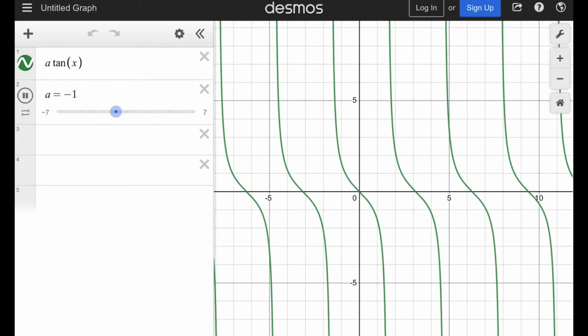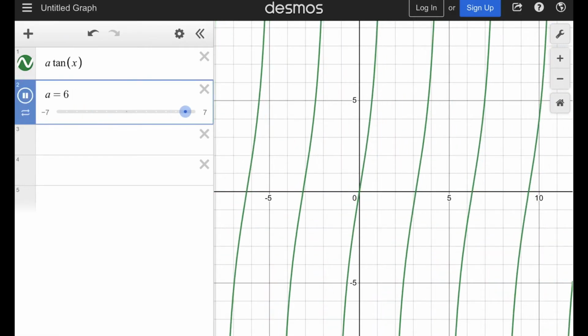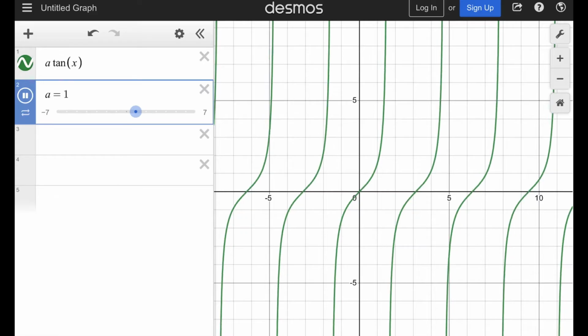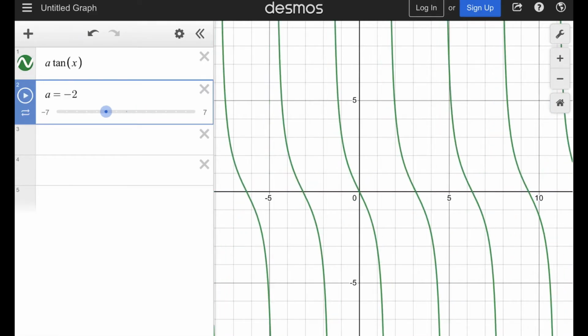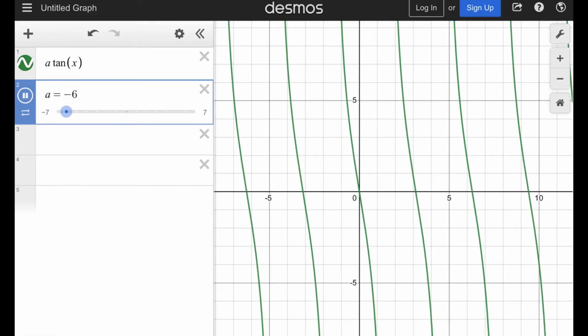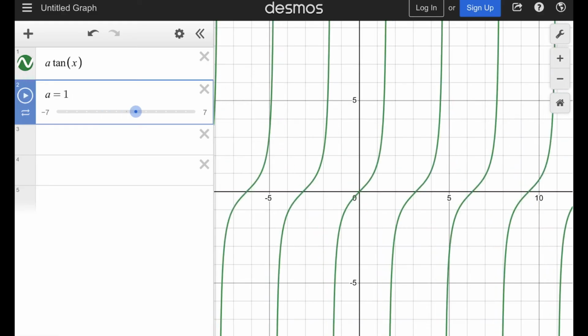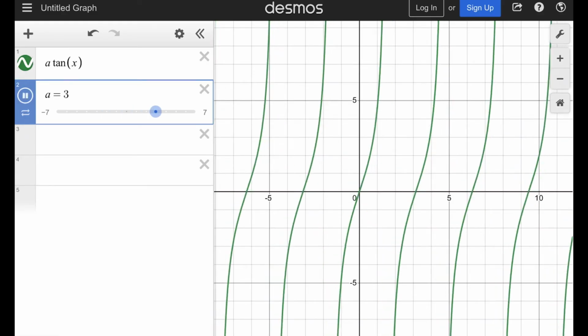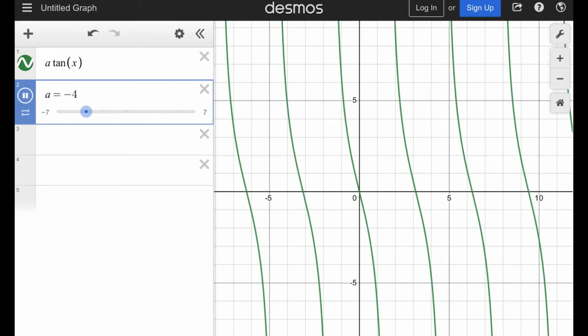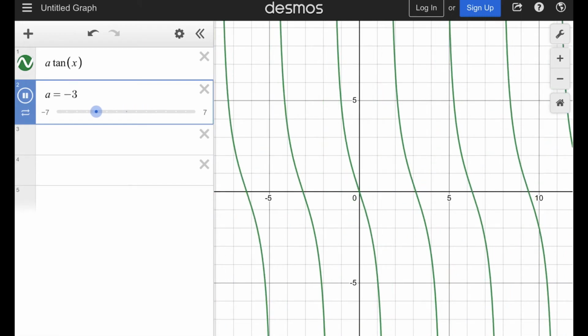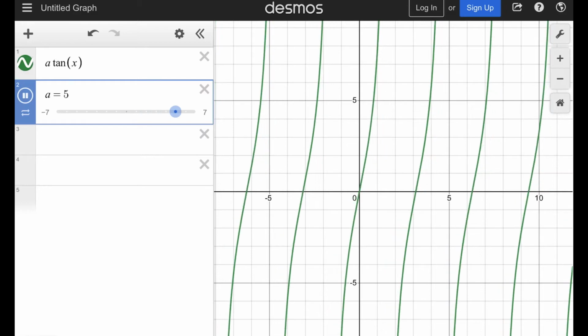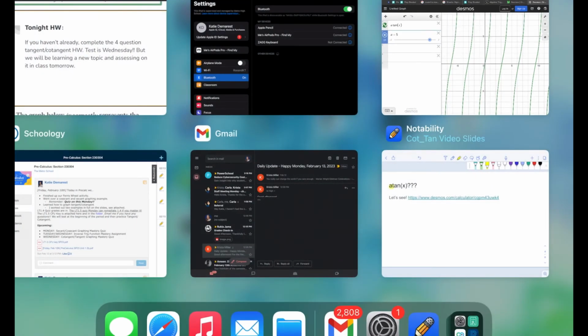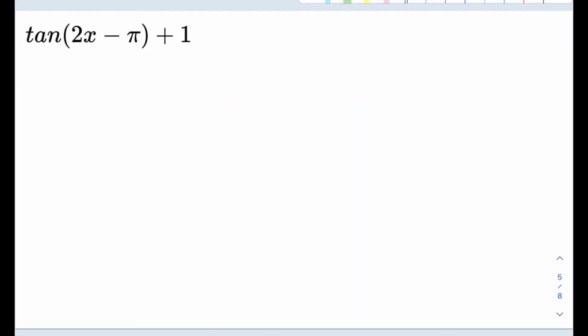So you can see when A is 1, it's just our normal function. But then as A gets bigger and bigger, it gets kind of steeper and flatter. So we do want to make sure that when we're graphing it, if there is no amplitude, it has a good amount of curve to it. Okay, so let's actually graph one of these, see what we can do.